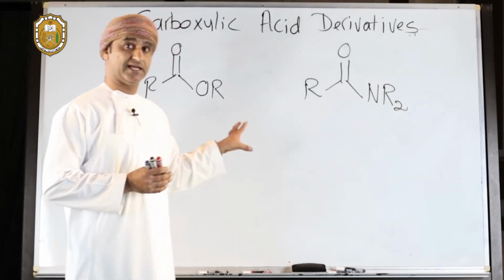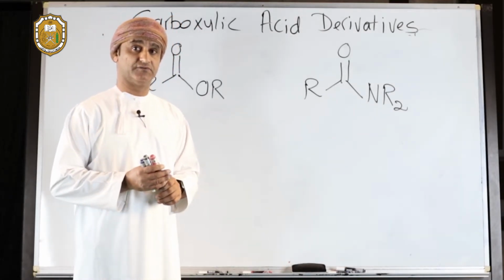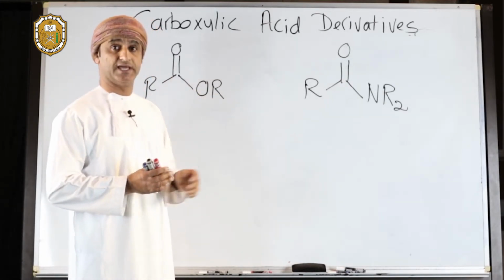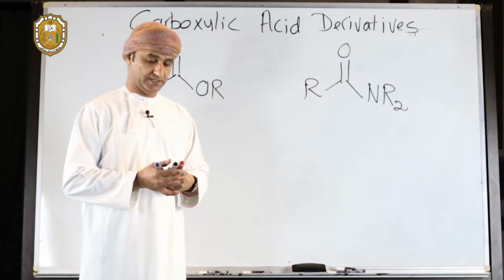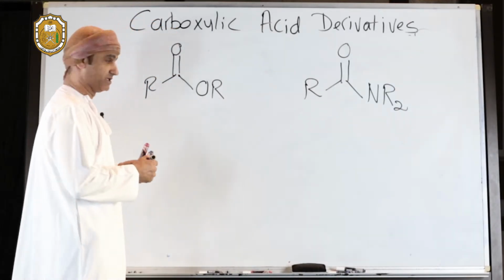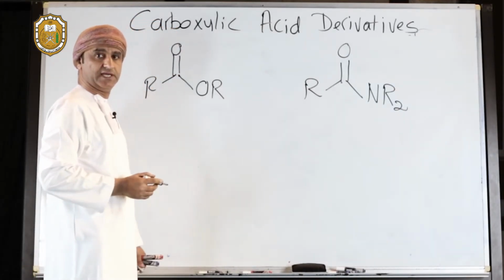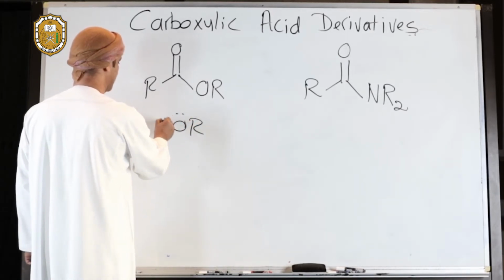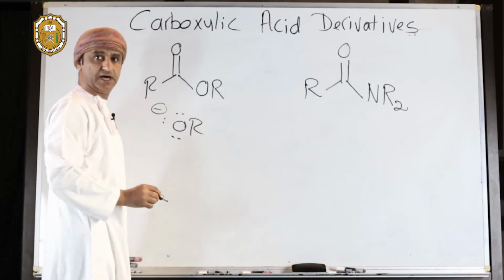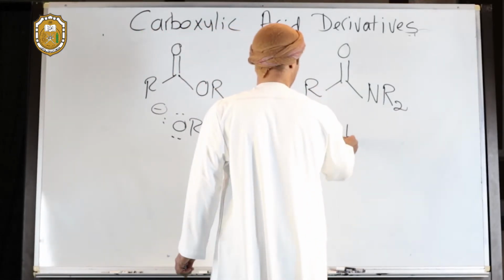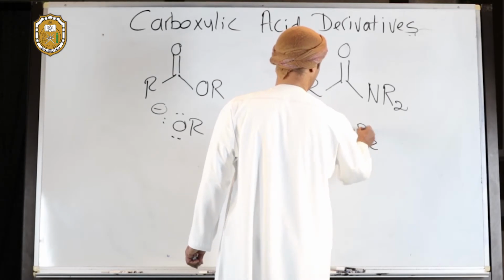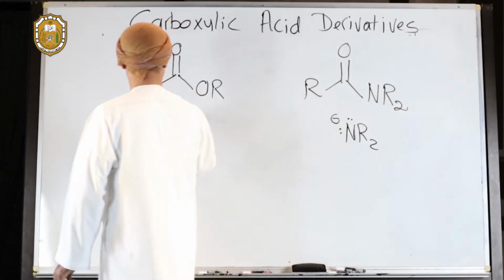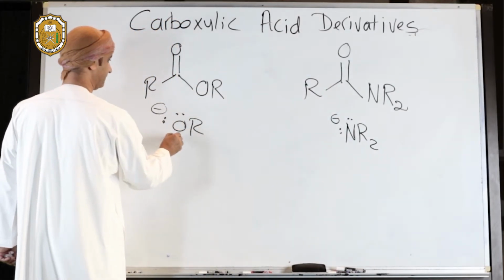Now, not only are esters of a higher electrophilicity at carbon of the carbonyl group than amides, they also contain a better leaving group. The leaving group in the case of esters, if it undergoes nucleophilic acyl substitution reactions, would be OR minus, or the alkoxide ion. Now, if amides undergo nucleophilic acyl substitution reactions, they would give an amide ion.